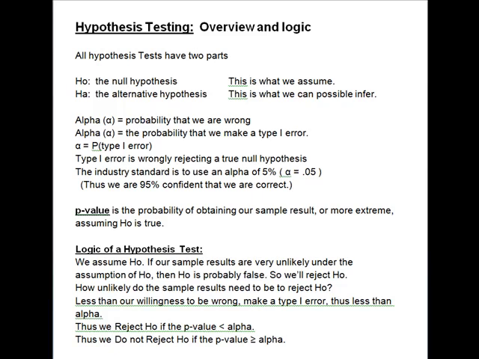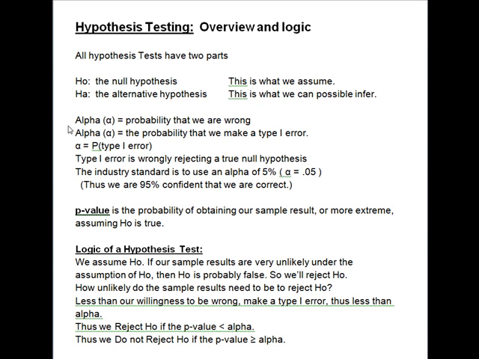Hey students, so we are going to do the overall view and logic of a hypothesis test. All hypotheses have two parts: a null hypothesis, written as H0, and an alternative hypothesis, which is the opposite of the null, written as HA. Now, H0 is what we assume to be true. That's our default conclusion. And thus, the opposite of that, HA, is what we could possibly infer. We could possibly reject H0 and infer HA, and we'll see that in action.